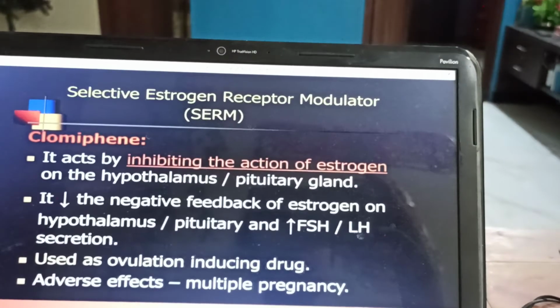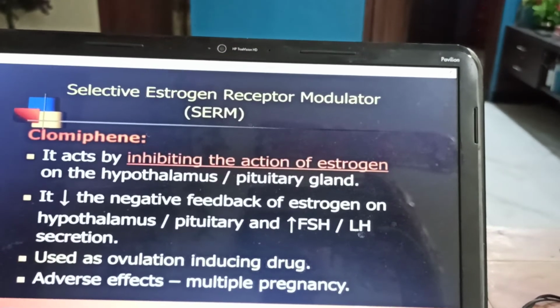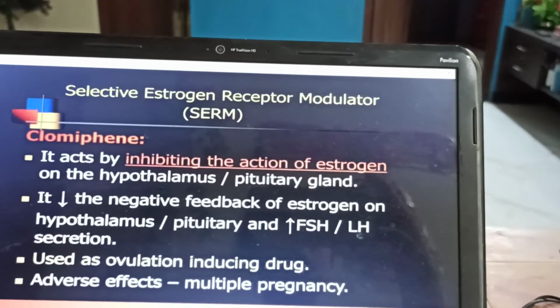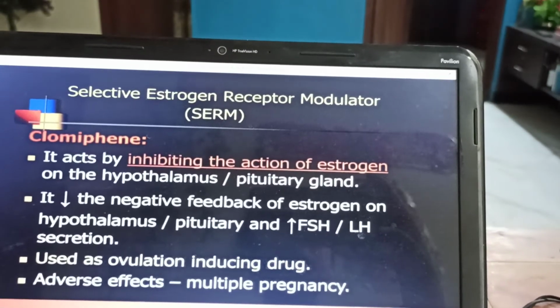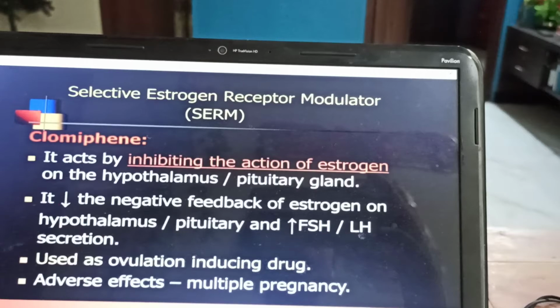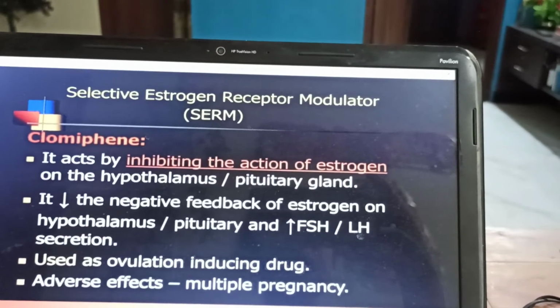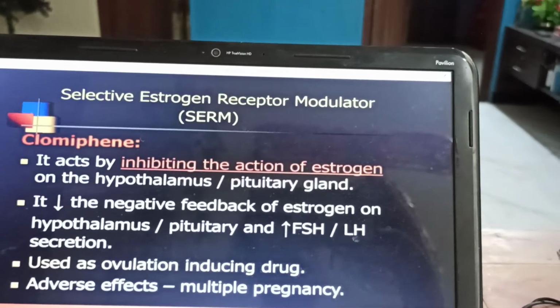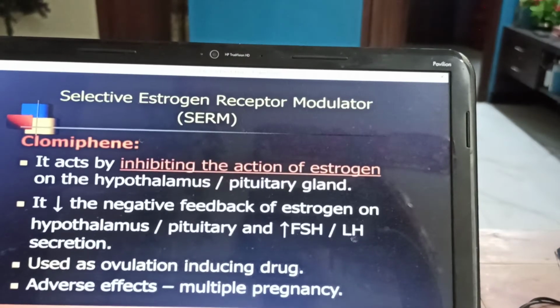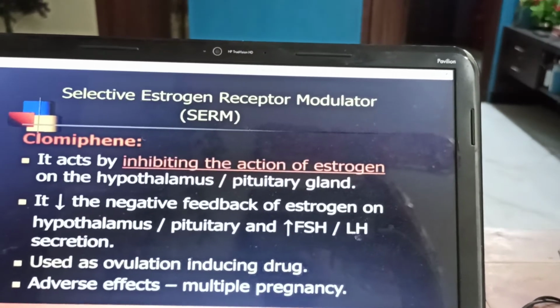Now when estrogen receptors are blocked, this negative feedback mechanism is abolished, and so there will be an increase in the FSH and LH secretion, and this will lead to ovulation. So clomiphene citrate acts in this way. Adverse effects are the multiple pregnancy.